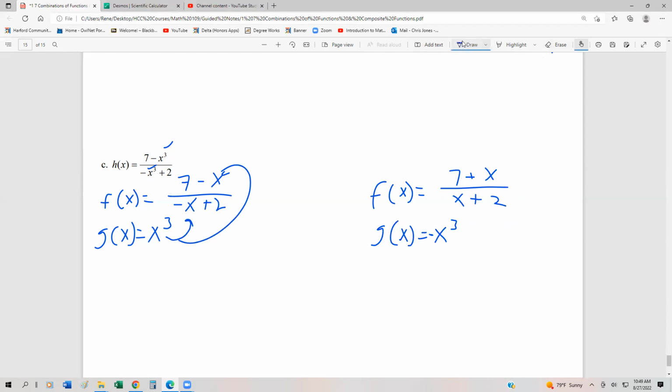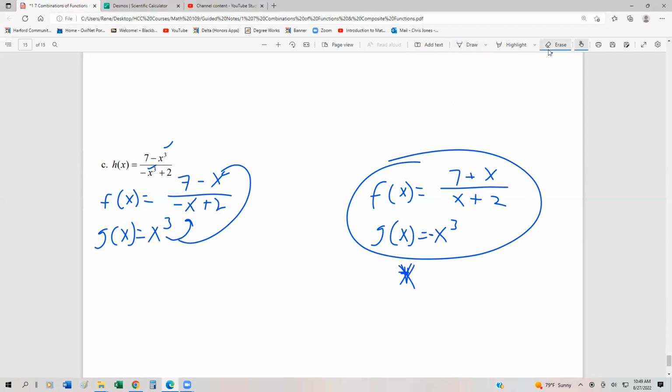So this is probably going to be, I'm not going to say the better answer, but probably the more simplistic, because we always like to try to keep things positive when possible. But I don't know if there's any difference between the two. So that's all for operations on functions, domains, and also composition of functions.